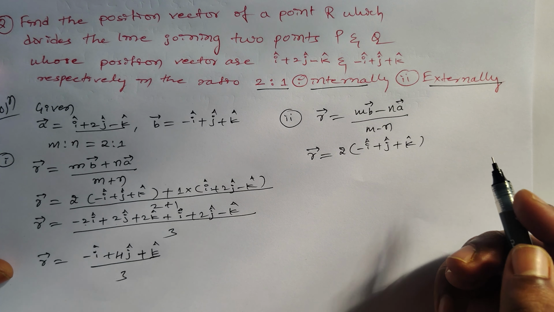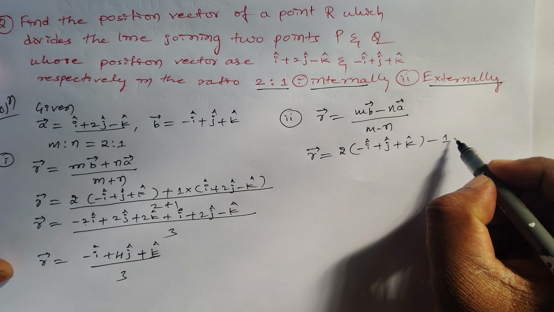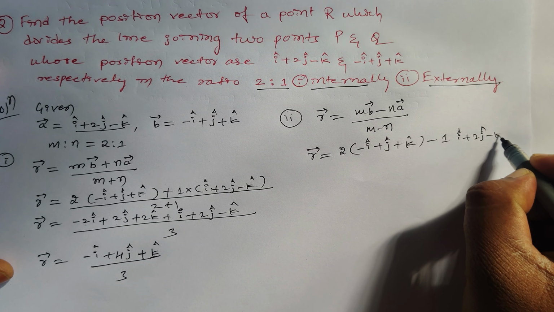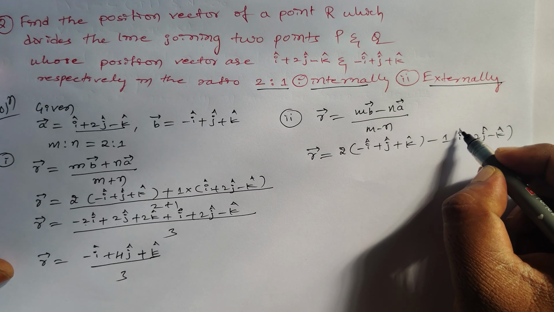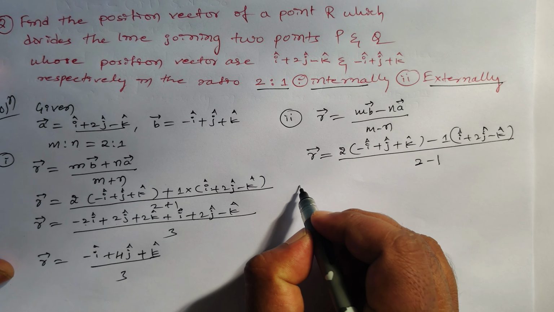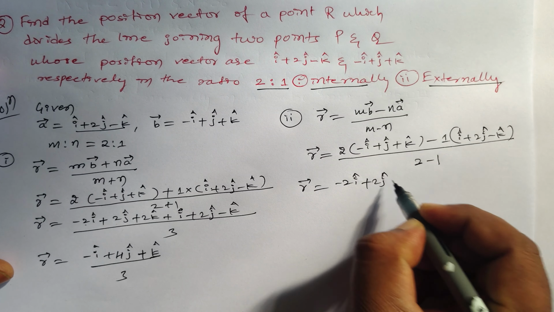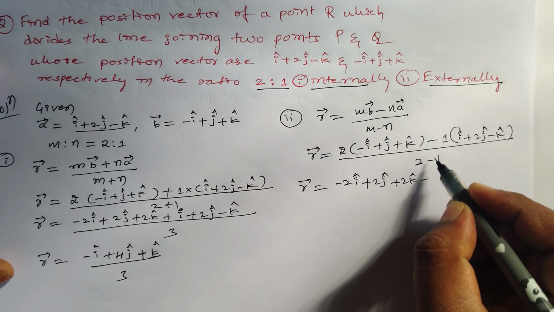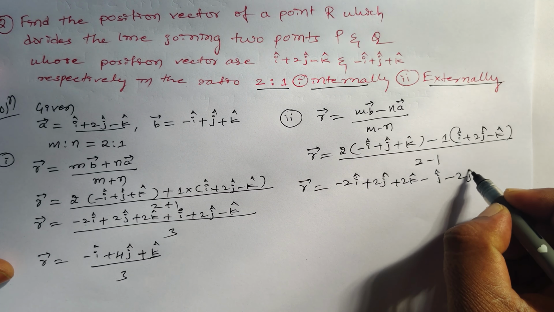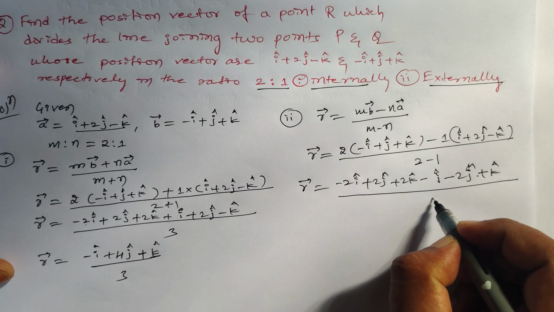Next, minus 1 into, what is a vector? a vector is i cap plus 2j cap minus k cap, divided by m minus n. m minus n means 2 minus 1. So r vector is equal to minus 2i plus 2j plus 2k minus 1 into i becomes i, minus 2j, minus becomes plus k cap, divided by 2 minus 1 is 1.